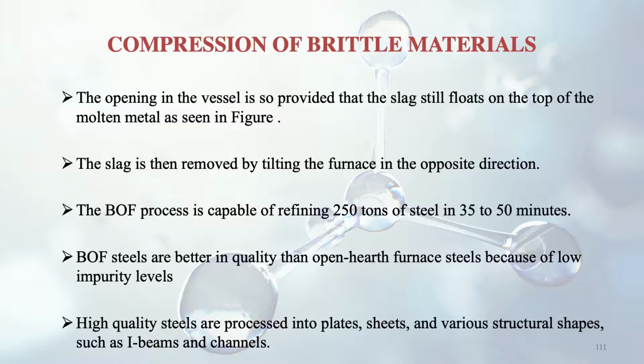High quality steels are processed into plates, sheets and various structural shapes such as I-beams and channels. So the I-beam gives us more strength. This is used in various places like the railways and all. So all these are coming from the basic oxygen furnace process, where high quality steel is being produced. And further, we sometimes use vacuum melting also, because it produces very high quality steels as it removes gas impurities from the molten metal.